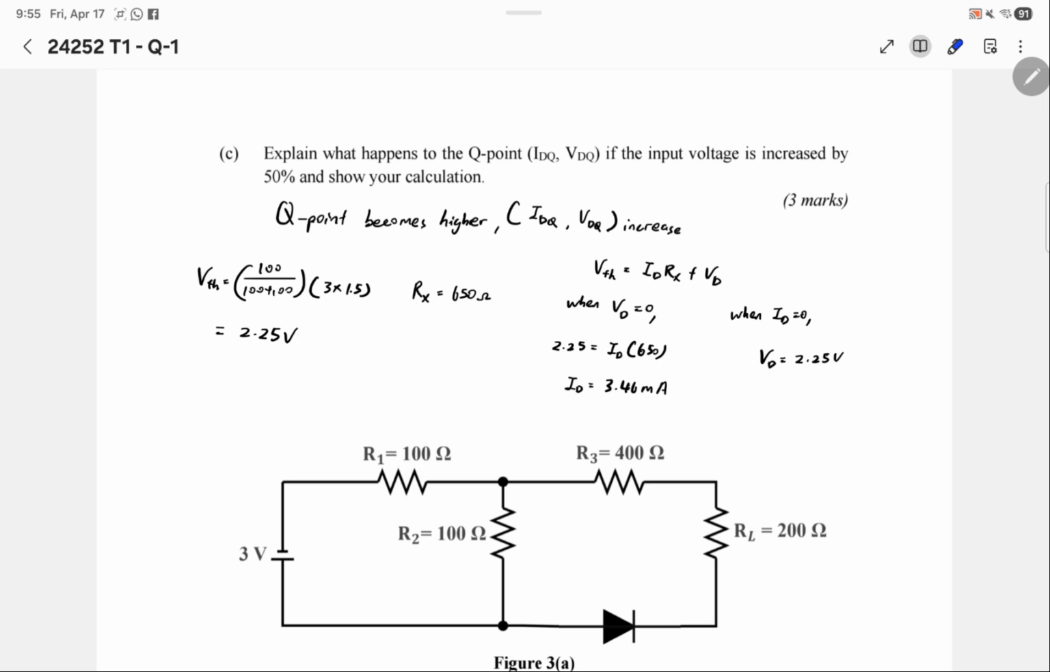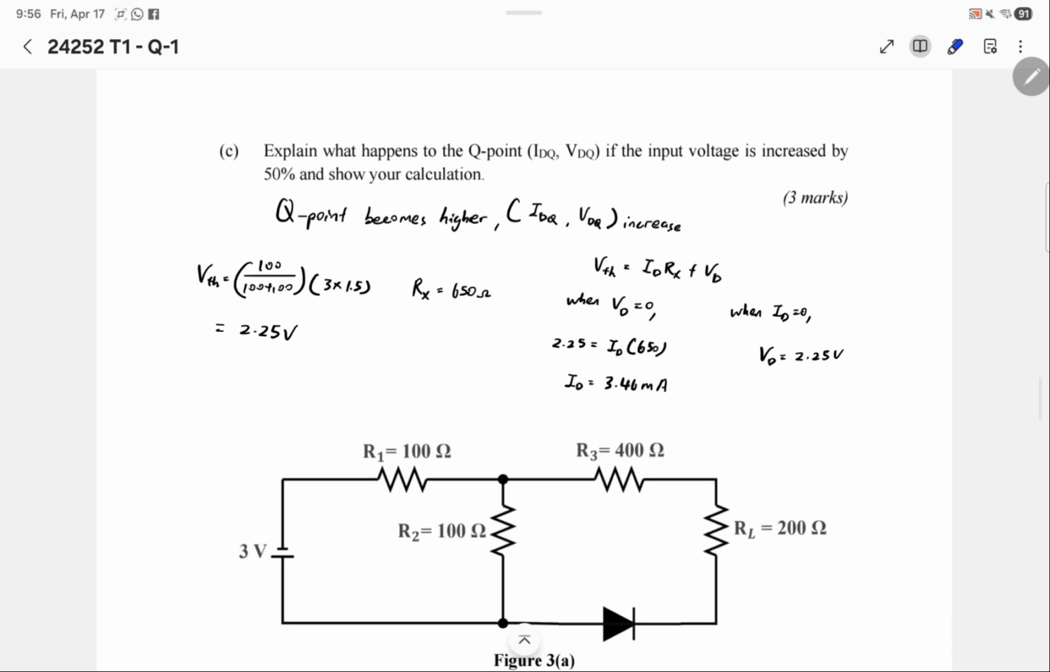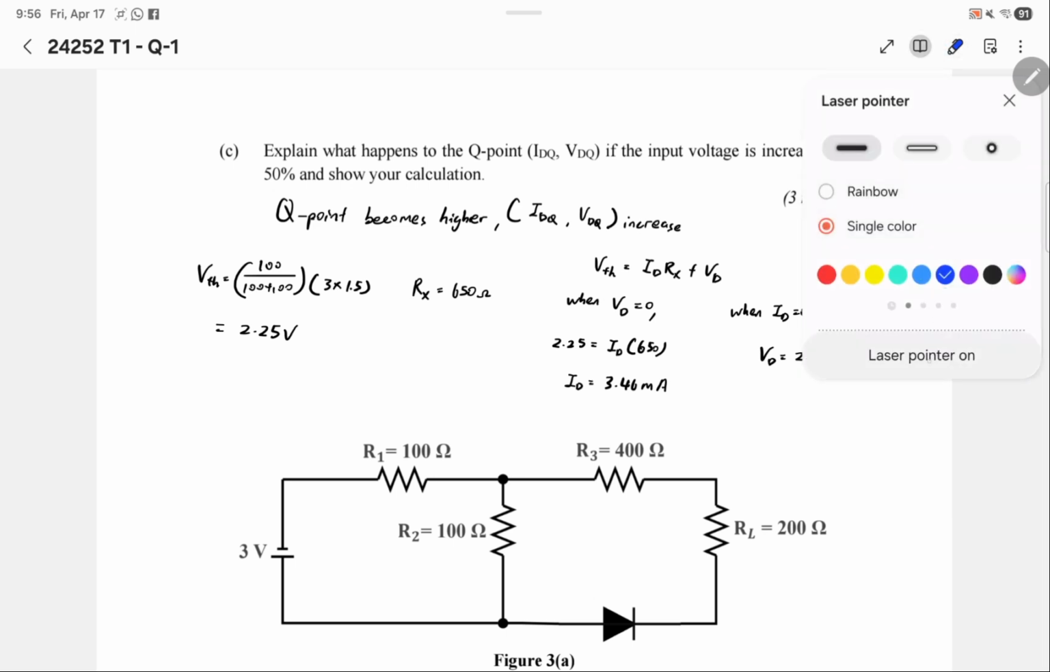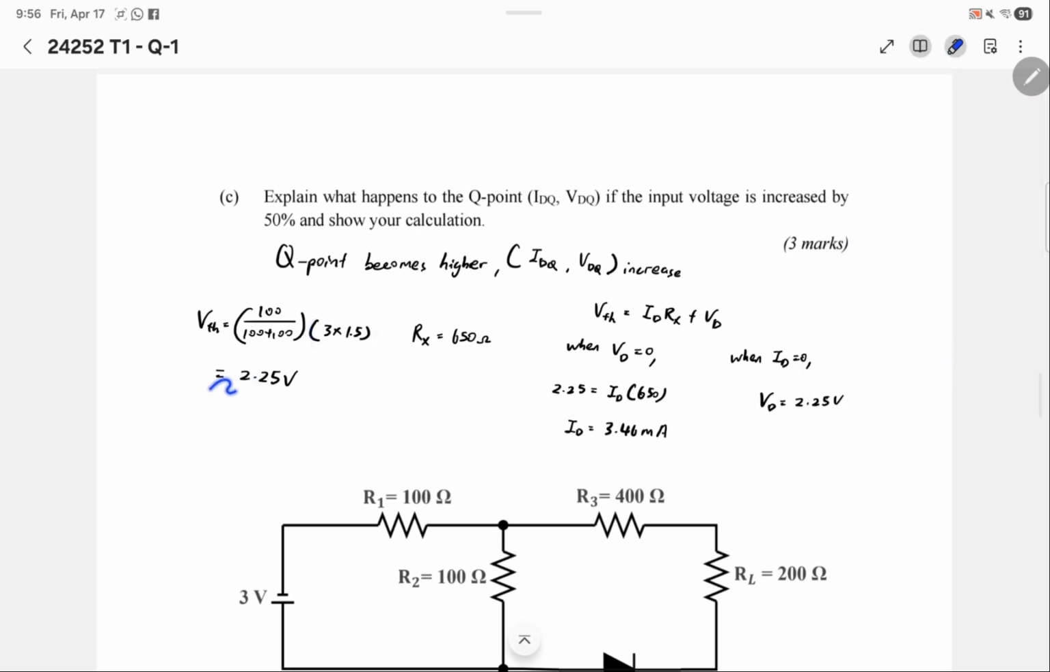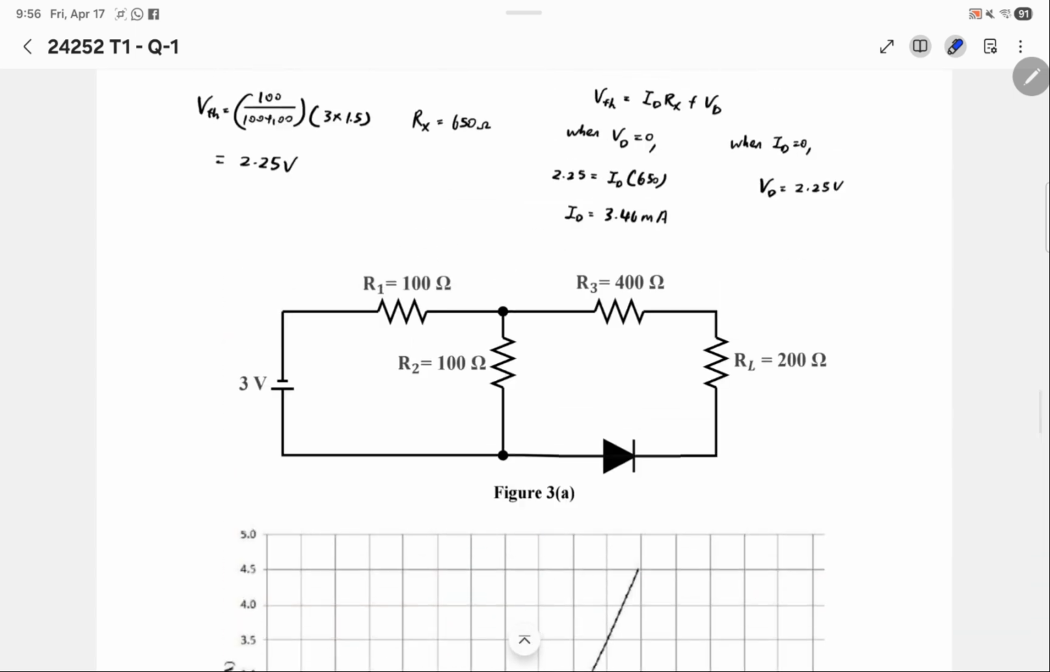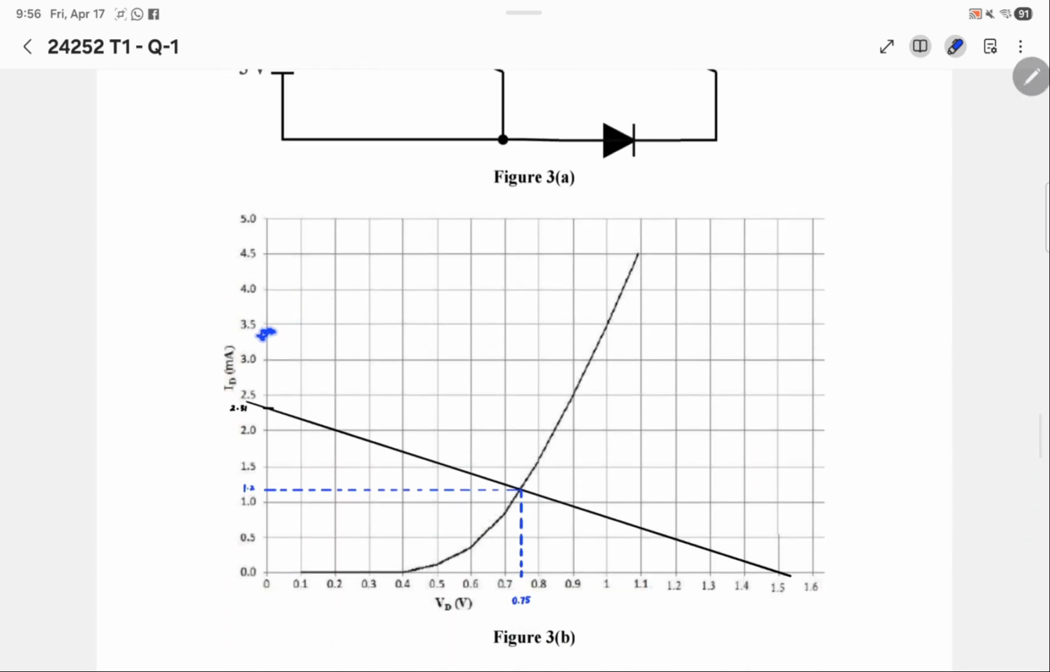For question C, explain what happens to the Q point if the input voltage is increased by 50%. The Q point will become higher because IDQ and VDQ increase. From our calculation, we increase the input voltage and calculate the new Thevenin voltage is 2.25 volt. The resistance remains unchanged. From the equation, ID becomes 3.46 milliamps and VD becomes 2.25 volt. So 3.46 is here, and 2.25 is here. We connect them, so the new Q point is higher.